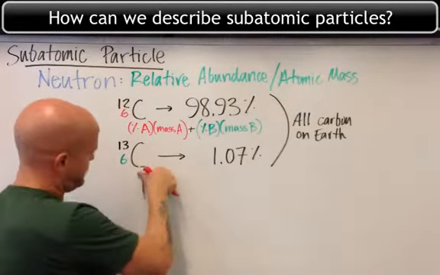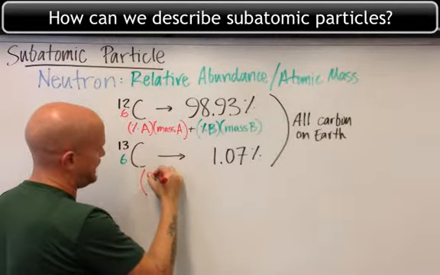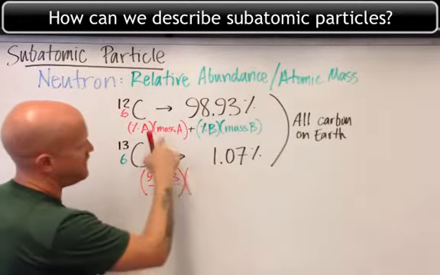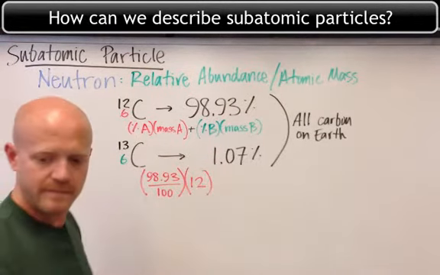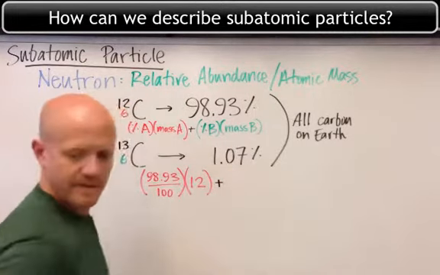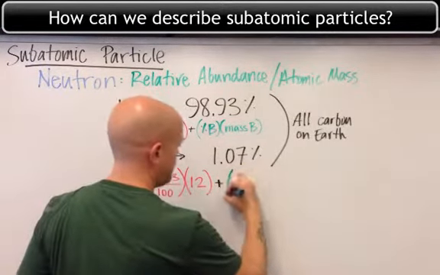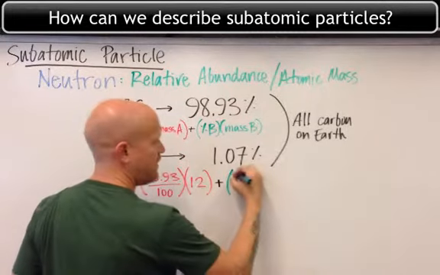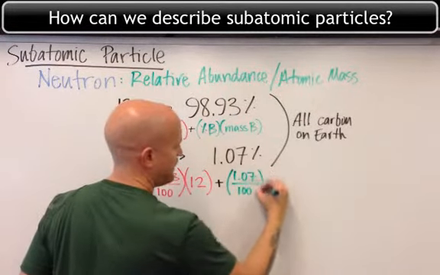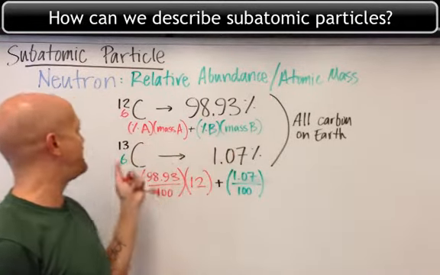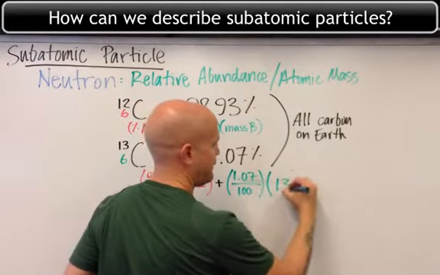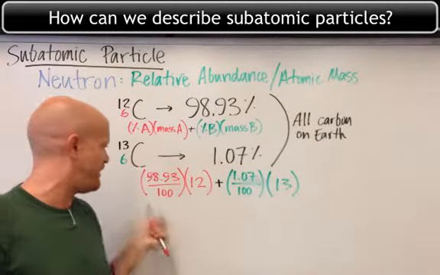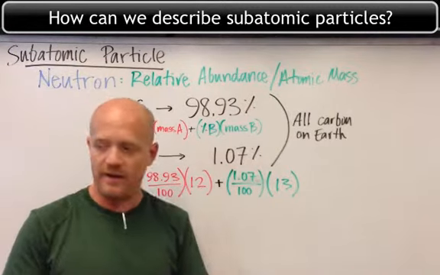So I'm going to put the percent of A, which is 98.93 over 100, times the mass of A. I'm going to add that to the percent of B, which is 1.07 over 100, times the mass of B, which is 13. Now we could keep going if we had more samples, but today we only have carbon-12 and carbon-13, so I'm only going to incorporate these two into my calculations.